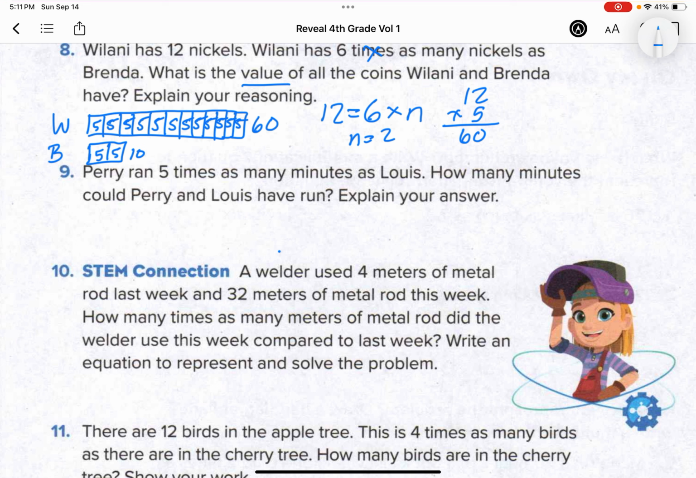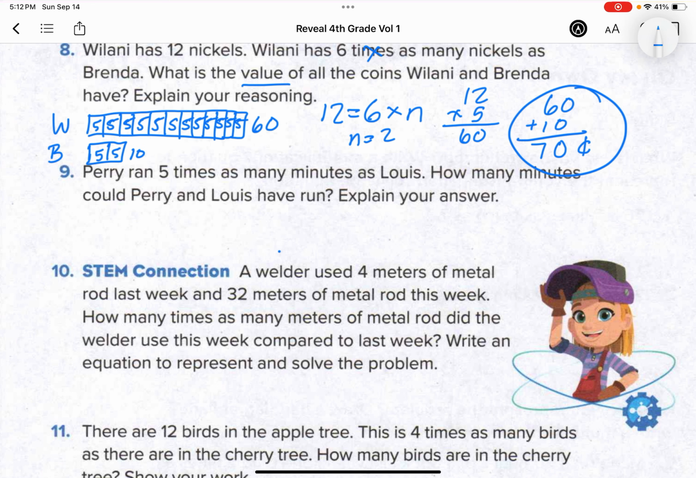So how much do they have? Well, Brenda has 10. Wilani has 60. So 60 plus 10, they have 70 cents. And explain your reasoning. We would put Brenda has 2 nickels, which has a value of 10 cents. Wilani has 60 cents. So 60 plus 10 is 70 cents.